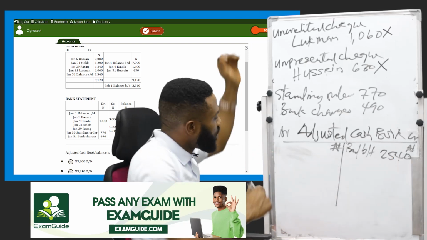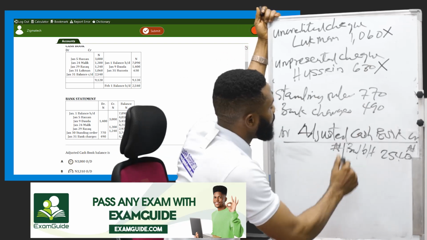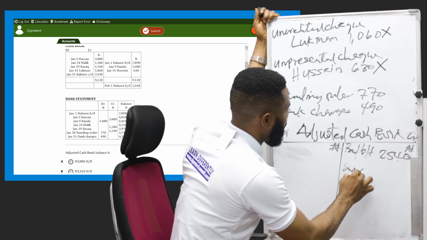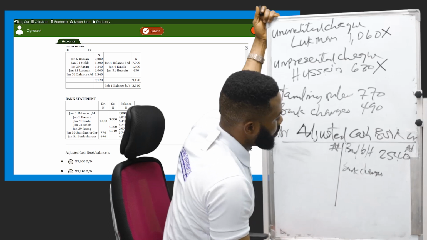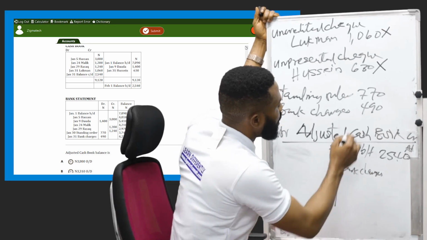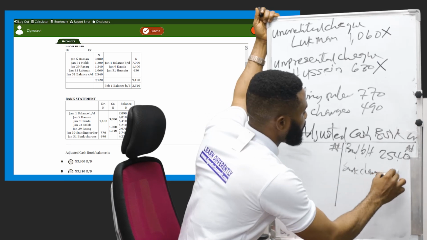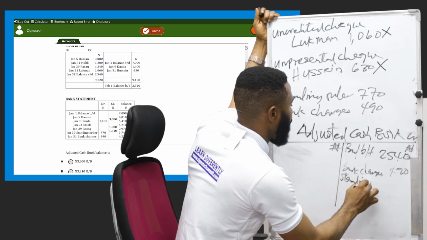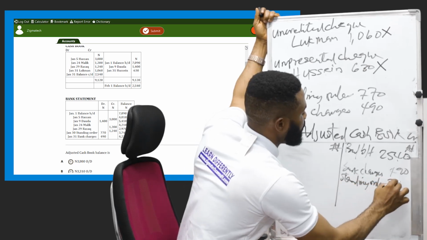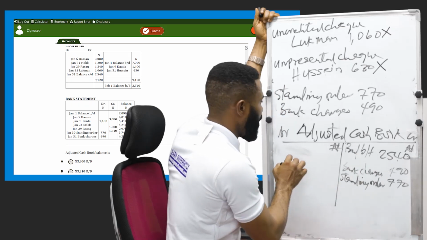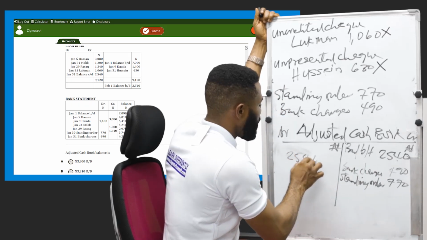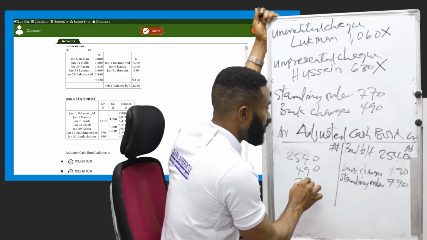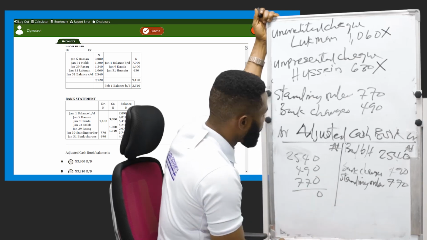And when you add it to this, you have your bank charges. How much is your bank charges? Bank charges is 490. You have standing order, you have 770. Let's do the addition together. 2540 and then 490 and then 770.